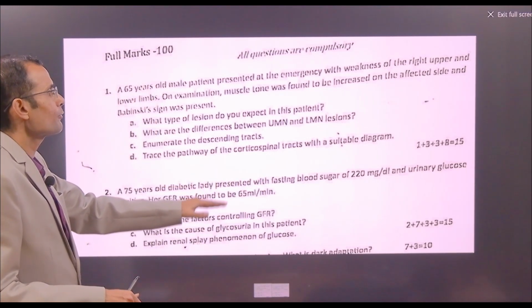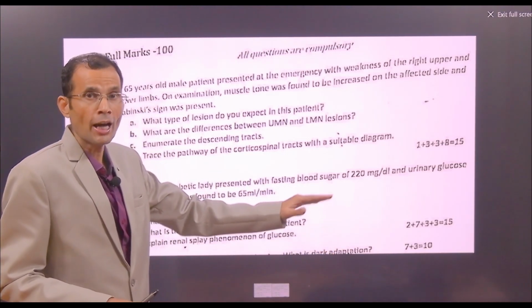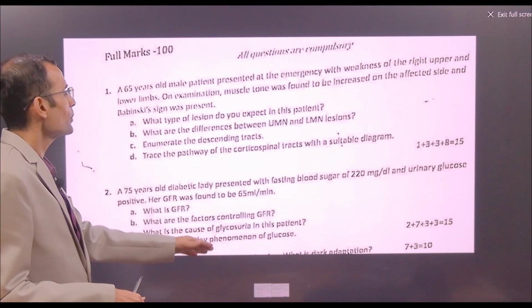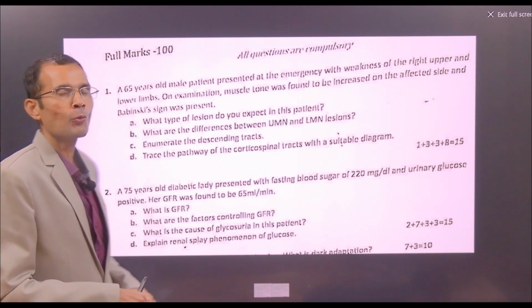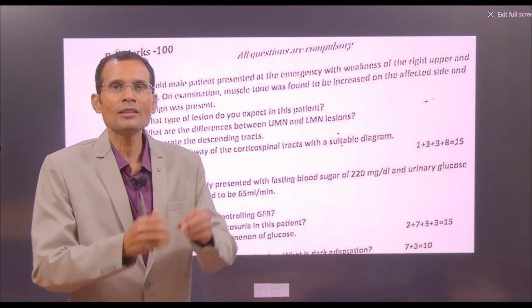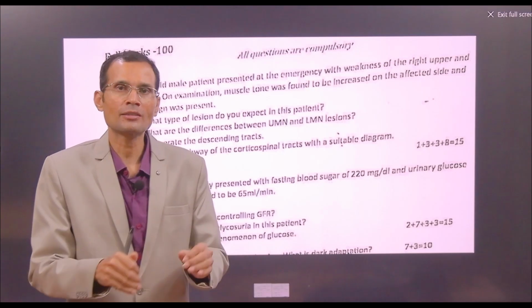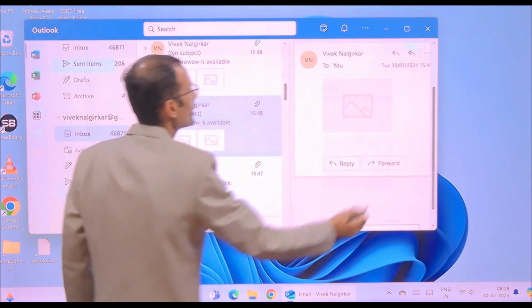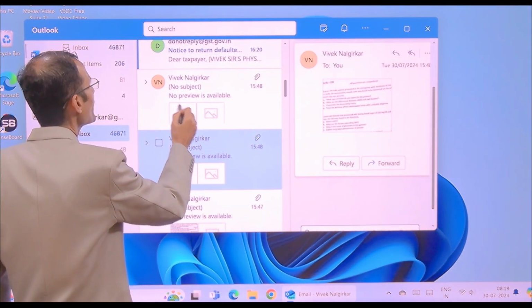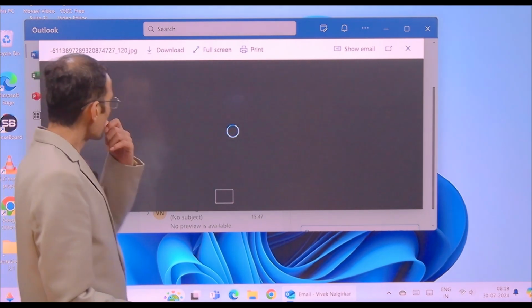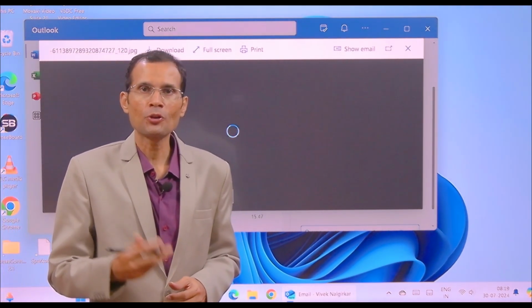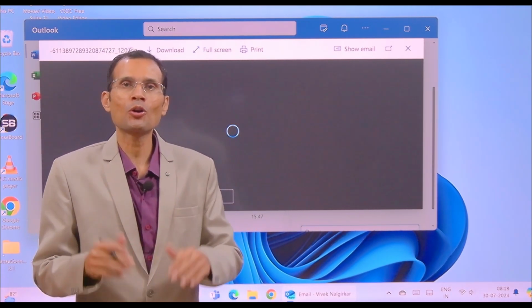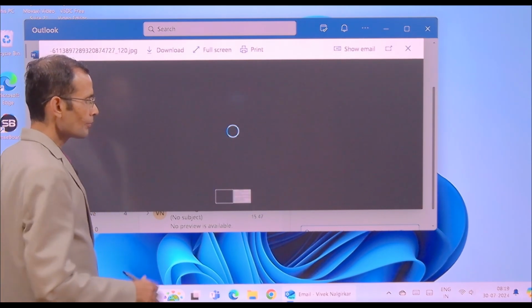75-year-old diabetic lady presented with fasting blood sugar of 220. Okay, so high blood sugar, diabetes, and urinary glucose is positive. Her GFR was found to be 65 ml per minute, and the questions are, what is GFR? So they have given a so-called case and they have asked theory questions. This is good. If they ask theory, that's good, because you have by-hearted the things. You can write the theory answers then which you have by-hearted. Less application of analytical mind and logic and more of the by-hearted stuff, isn't it? This is the last one.